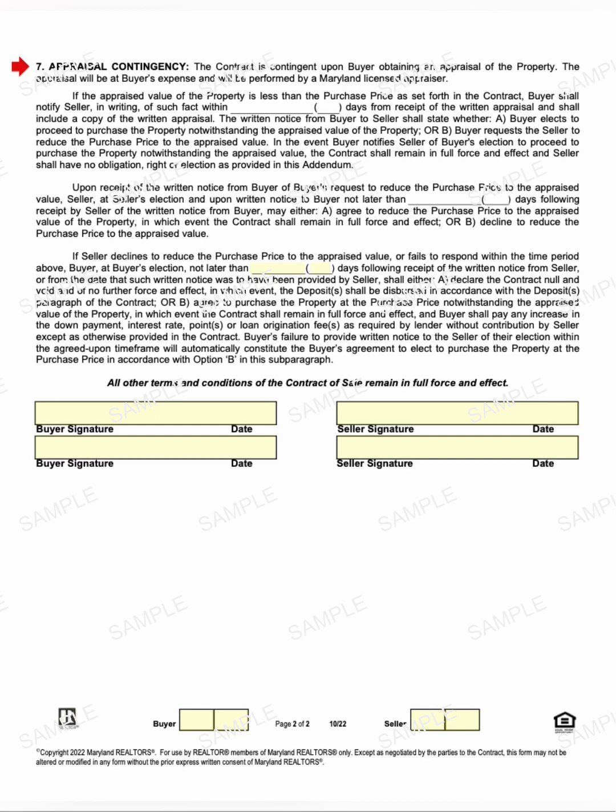The last paragraph here basically addresses that in this case, if the buyer would like to still go ahead and move forward with the property purchase, they may. Otherwise, the contract will become null and void. All other contract terms remain in full force and effect, and the buyers and the sellers sign and date below.